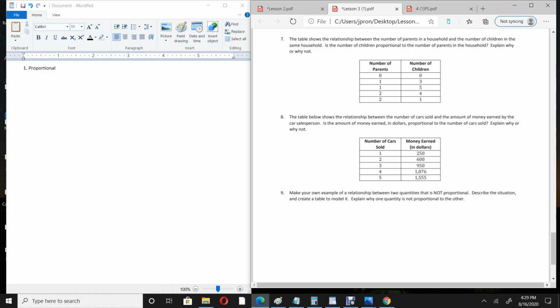Good. The table shows the relationship between the number of parents in a household and the number of children in a household. Okay, I love these. Good. In the same household, is the number of children proportional to the number of parents in a household? Explain why. So how do we determine if these are proportional? You're going to tell me if it is or is not proportional, and you're going to give me some reasoning, right? Was the unit rate constant or not? Yeah? Good. We did plenty of these.